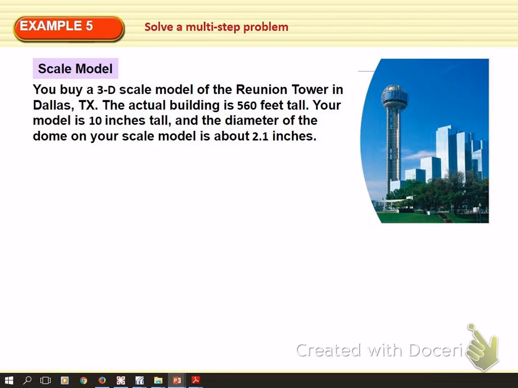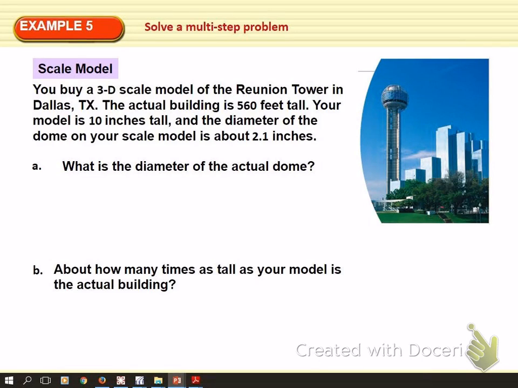All right. Now, setting up proportions all on your own. Okay, you buy a 3D scale model of the Reunion Tower in Dallas, Texas. The actual building is 560 feet tall. Your model is 10 inches tall, and the diameter of the dome on your scale model is about 2.1 inches. Now what I'd like for you to do is go ahead and create a proportion that helps you find the diameter of the dome based on what we've talked about. And then we're going to talk about figuring out about how many times as tall as your model the actual building is. But come up with the proportion first to solve for part A.